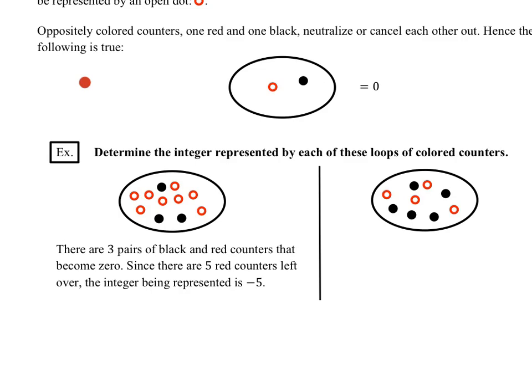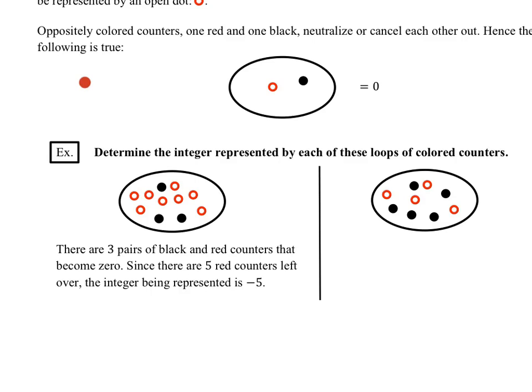How many 0 pairs are there in this? And when you add up a bunch of zeros, what do you get? You still get a 0, right? But we have to consider what we have left. Is it a black dot? Is it a red dot? Blacks are positive, reds are negative. Sometimes we have more negatives than positives. Sometimes we have more positives than negatives. It doesn't matter, we just have to zero things out.